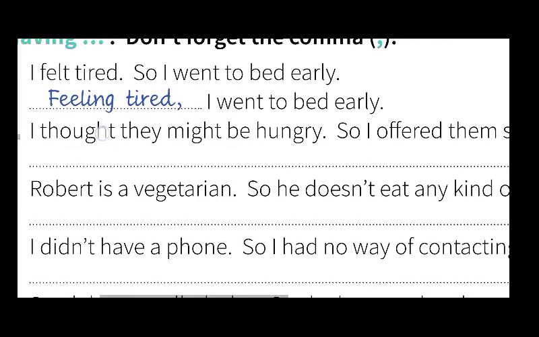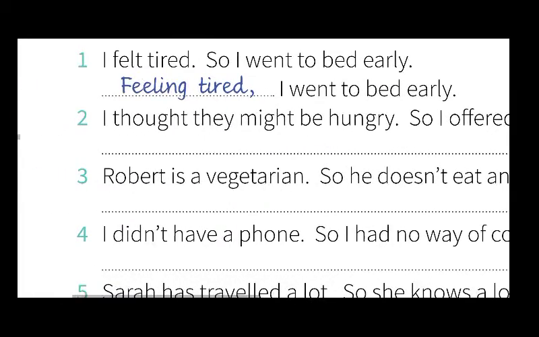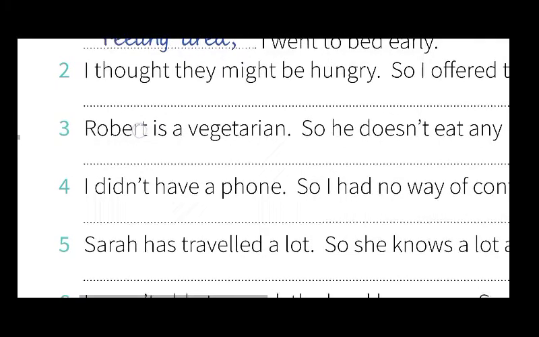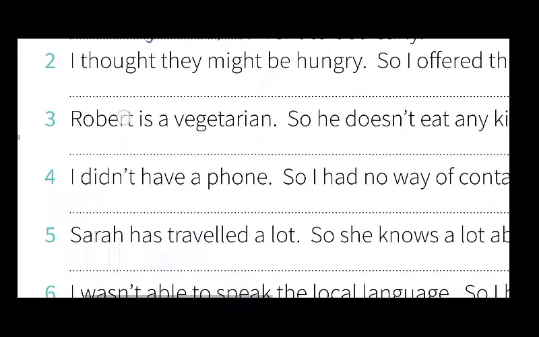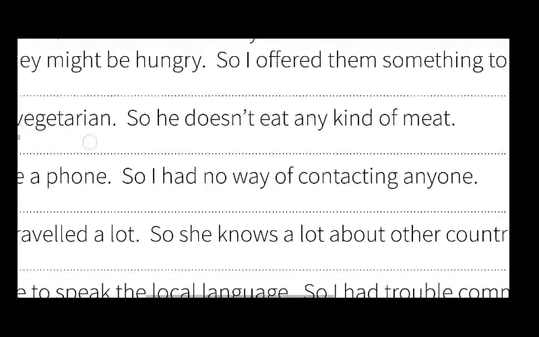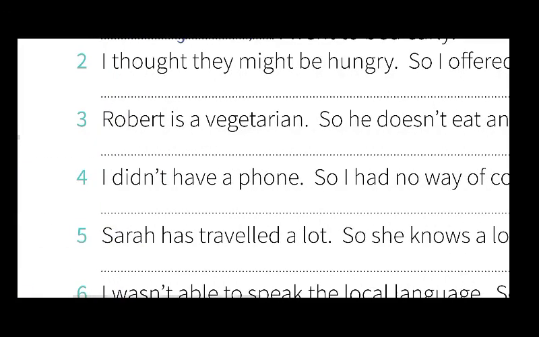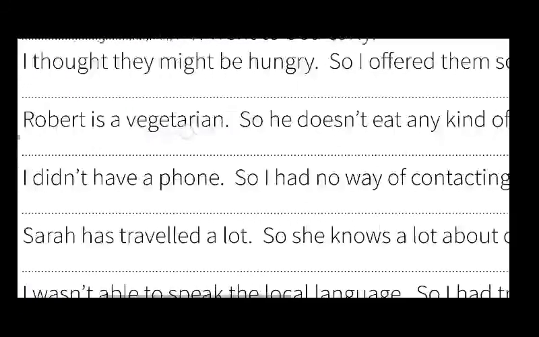Robert is a vegetarian, so he doesn't eat any kind of meat. Yeah, being a vegetarian, Robert doesn't eat any kind of meat. Number 4, I didn't have a phone, so I had no way of contacting anyone. So not having a phone, I had no way of contacting anyone.